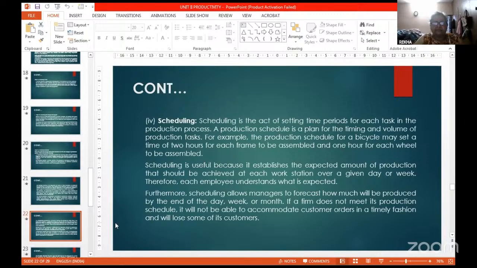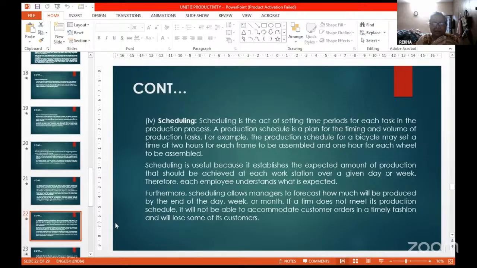Scheduling is useful because it establishes the expected amount of production that should be achieved at each workstation over a given day or week. Therefore, each employee understands what is expected. Furthermore, scheduling allows managers to forecast how much will be produced at the end of the day, week, or month. If a firm does not meet its production schedule, it will not be able to accommodate customer orders in a timely fashion and will lose some of its customers. Naturally, if you have planned it properly and you're going according to your plans, you know when the customer wants that thing, and whether you'll be able to produce it by that time.